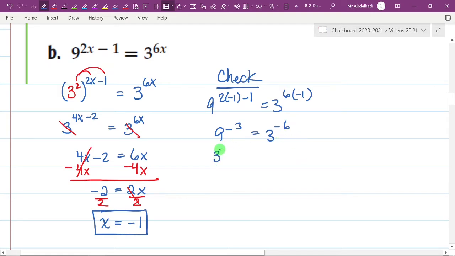Well, this is 3 squared, right? We just learned how to do that a minute ago. And when you multiply these, you get 3 to the negative 6 equals 3 to the negative 6. So the check is not required here. I'm just showing you that the answer is correct. So we know this is right.